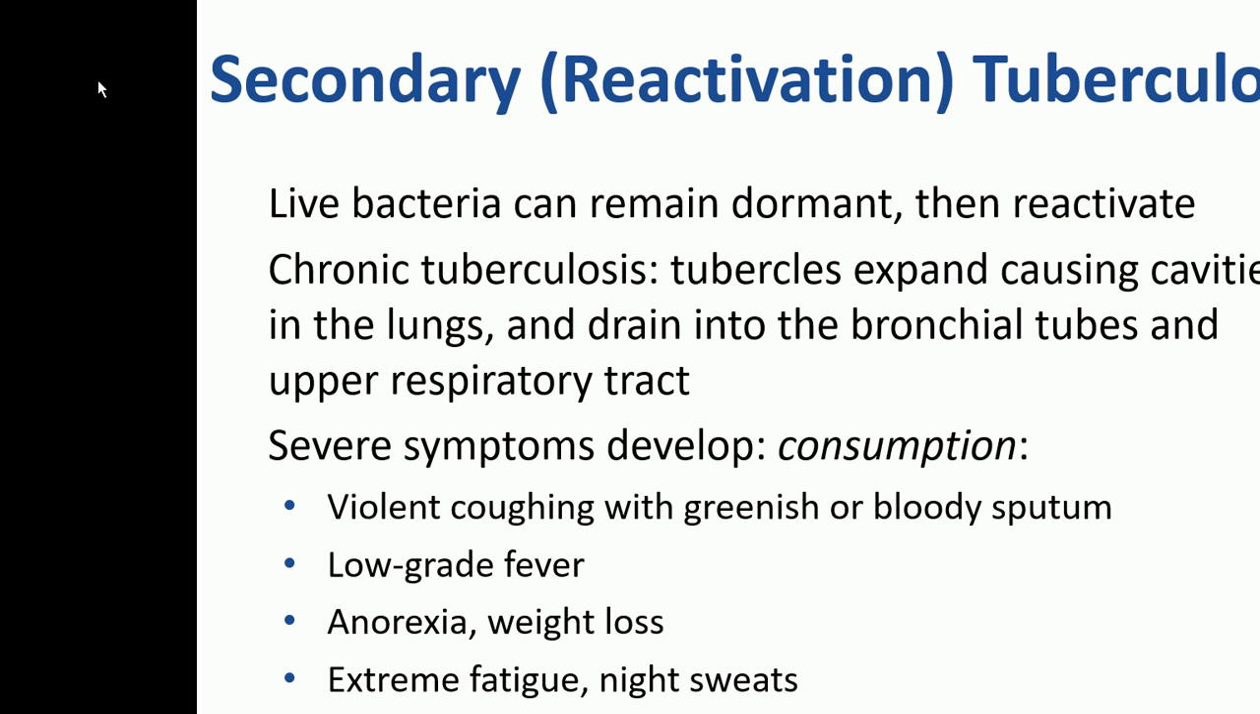Now, secondary or reactivation of tuberculosis: live bacteria can remain dormant and then reactivate. So it's possible that the bacteria becomes dormant and then it can reactivate at some other phase of life. In chronic tuberculosis, tubercles expand, causing cavities in the lungs and draining into the bronchial tubes and upper respiratory tract. These are some of the symptoms: violent coughing with greenish or bloody sputum, low-grade fever, anorexia, weight loss, extreme fatigue, night sweats, and chest pain.